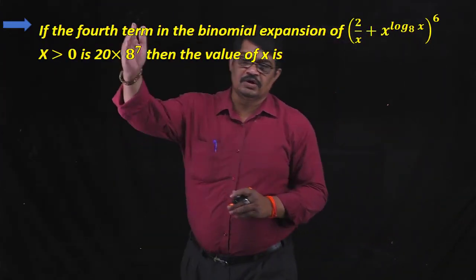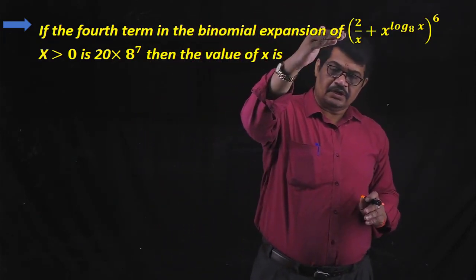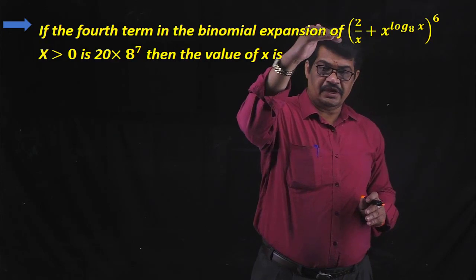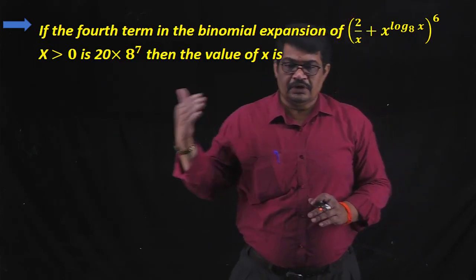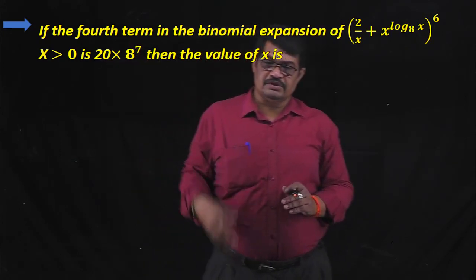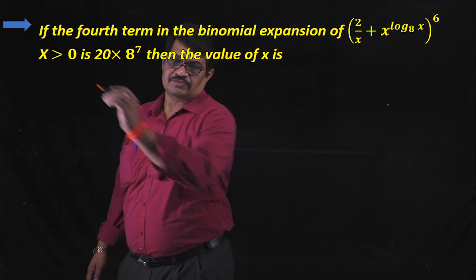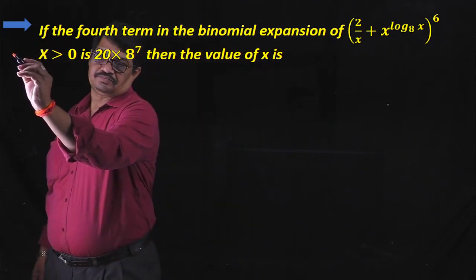If the fourth term in the binomial expansion of 2 by x plus x to the power of log x to the base 8, whole power 6, where x is greater than 0, is 20 into 8 power 7, then find the value of x. Now we have to find the value of x. See the solution.